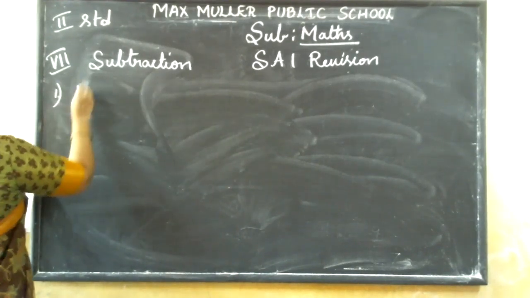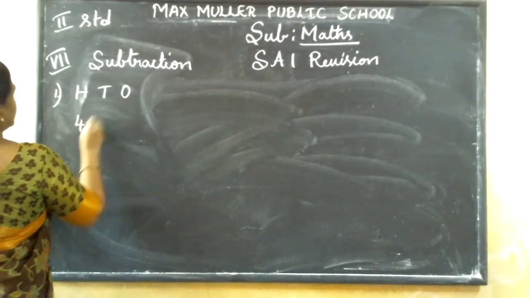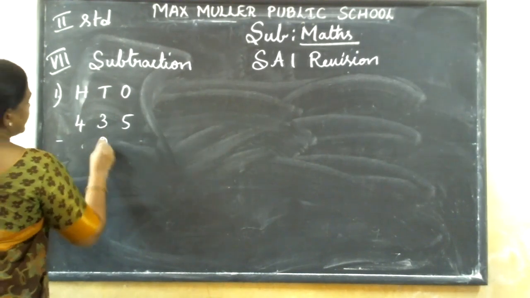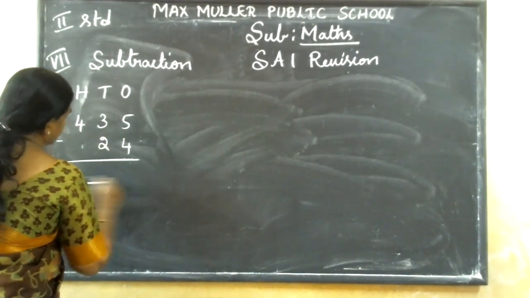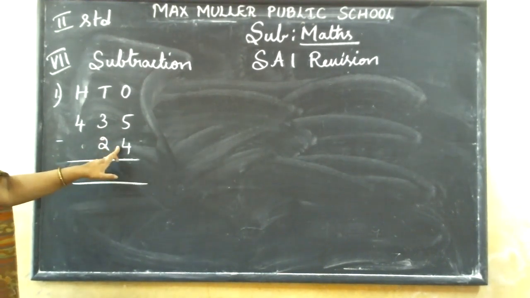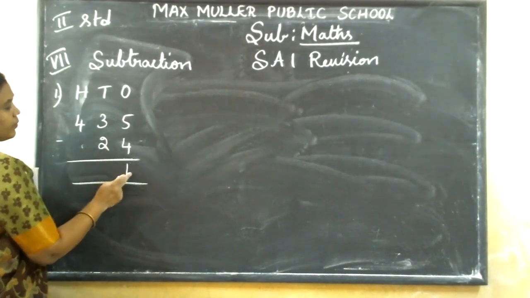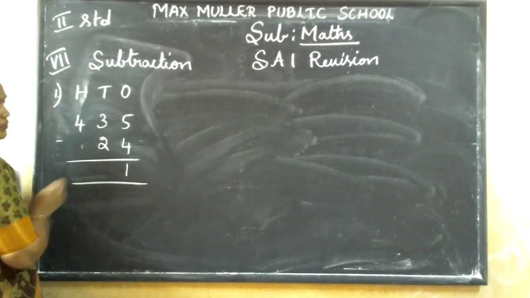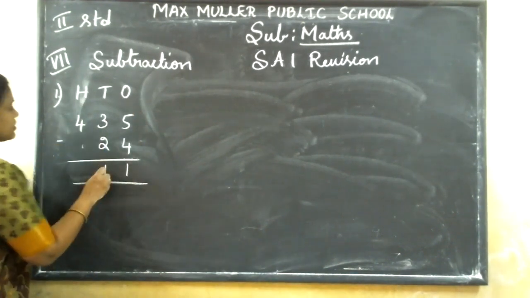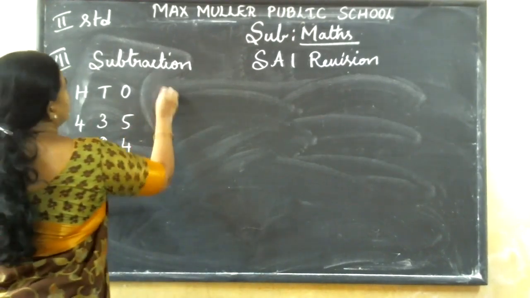First one, 435 minus 24. See the sign, children. Here minus means you want to take away. If you close 4 fingers, how much remaining? How many will be there? 1. 5 minus 4, 1. In 3, 2. If you close 2 fingers, 1 will be remaining. So 1, 4.